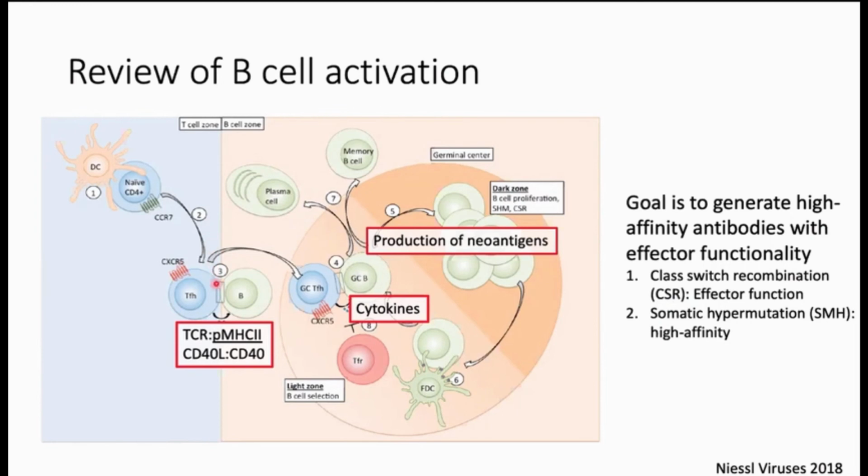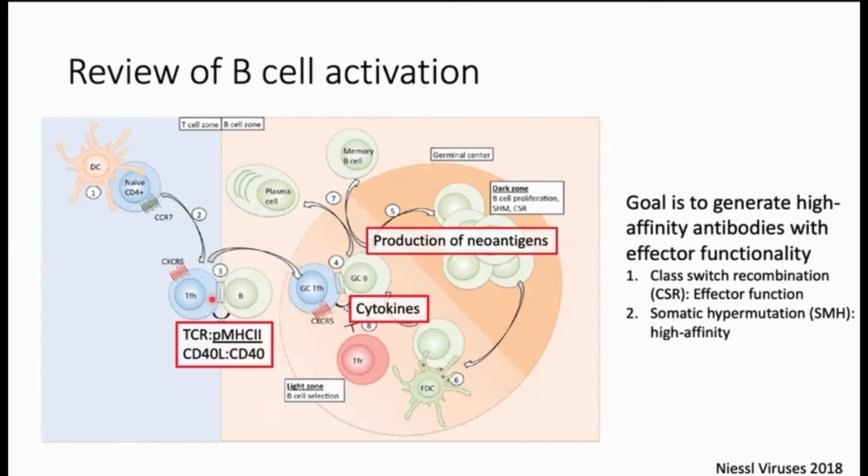And so what happens is that a T cell gets activated and then it migrates to this area of interface between the T cell zone and B cell zone. The T cell is going to recognize antigens expressed by the B cell through TCR peptide MHC interactions, and then also deliver signals, the CD40 ligand signals, to the B cell through CD40. Now, one thing I want to point out is that at this point, the B cell is really an antigen-presenting cell, activating the TFH and receiving more signals from it.